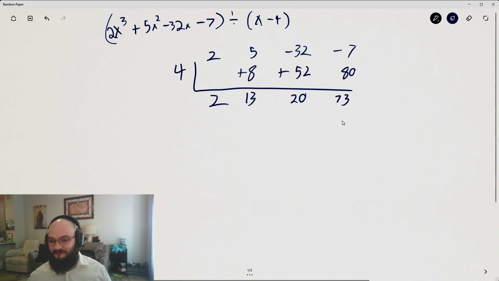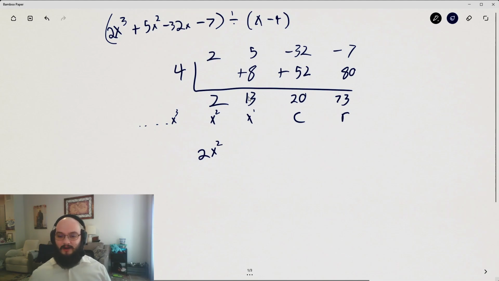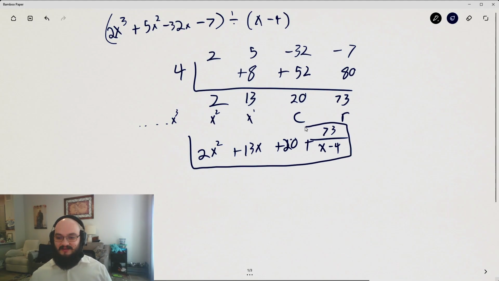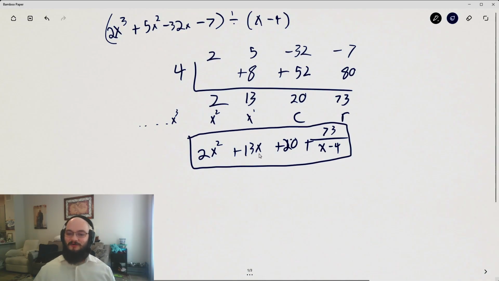And the same pattern applies as before for writing out our terms. The first one is remainder. Then we have our constant, x to the first, x to the second, then x cubed, etc., going backwards. So our final answer is 2x squared plus 13x plus 20 plus 73 over this divisor, x minus 4. And that is our final quotient after doing our synthetic division for this polynomial.